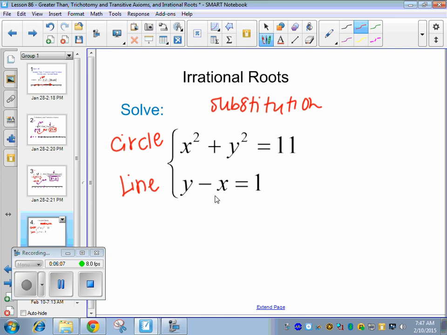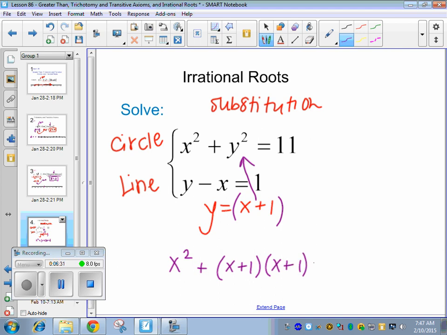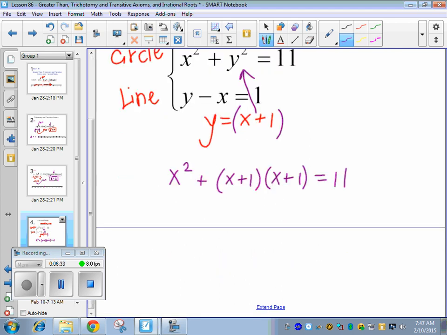So I'm going to add x to the other side because that's probably the easiest thing to solve for is y. So y is equal to x plus 1, which is what we did yesterday. And then we're going to substitute in for y. So x plus 1 gets plugged in for y right here. So I have x squared plus, replace the y with x plus 1. I'm going to go ahead and write it side by side since it's squared.